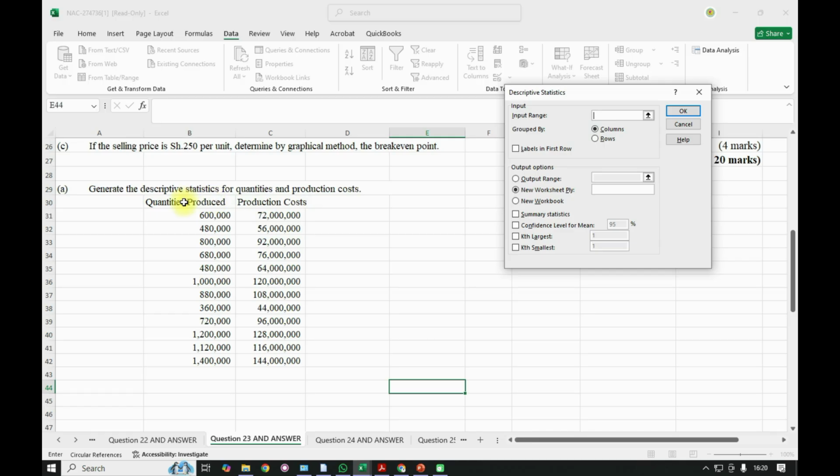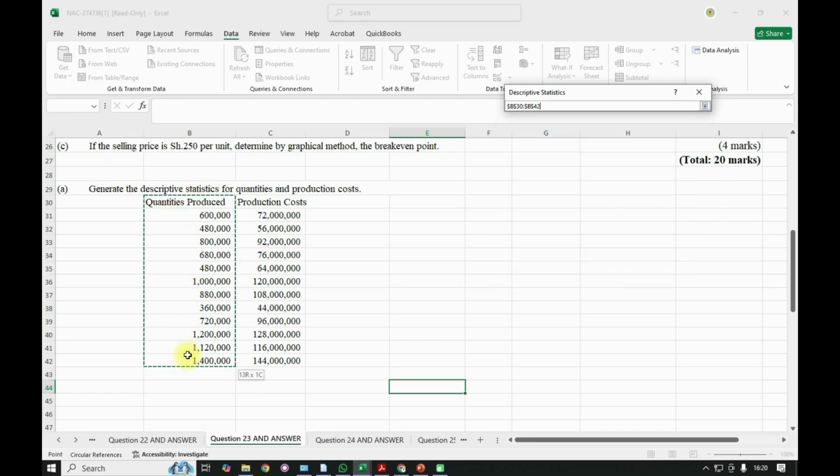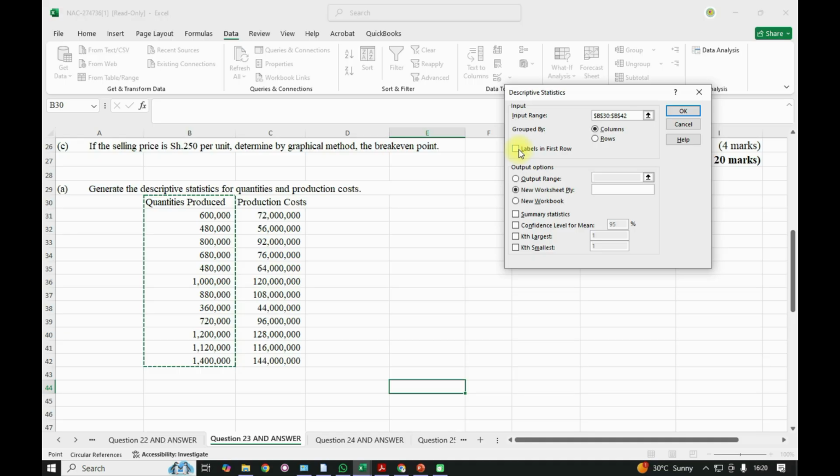Input range, so we shall start with quantities, and the label in the first row. Remember the label for the quantities. Then what else do we need? We need the summary, just summary. We don't need the confidence level for mean. The others we don't need, only the summary statistics, only the summary.